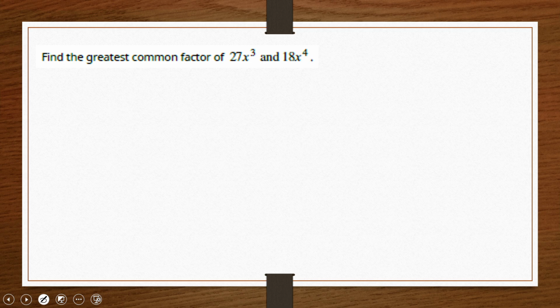Not only might I be asked to find the greatest common factor between numeric values, but they might include some variable expressions as well. You see an example here. I'm asked to find the GCF for 27x to the third and 18x to the fourth. Let's look at how these would break down as well.